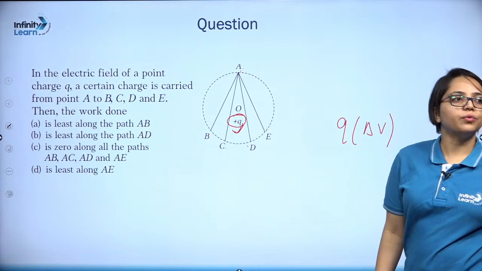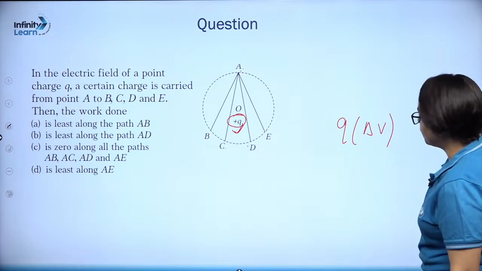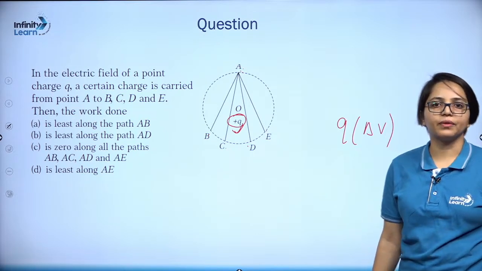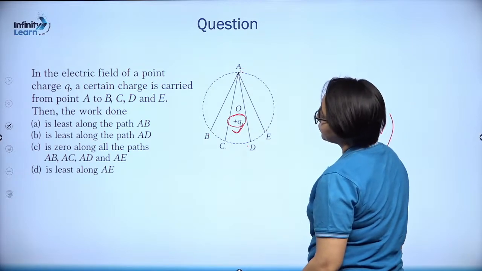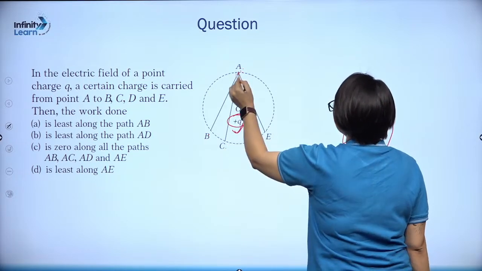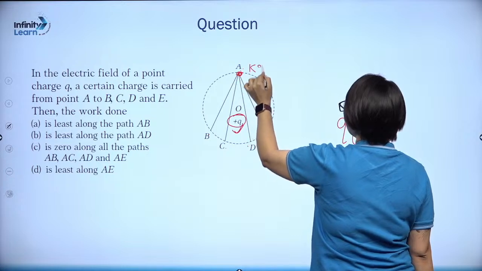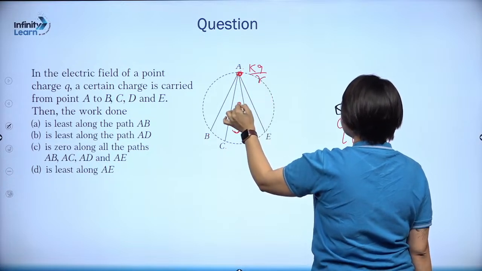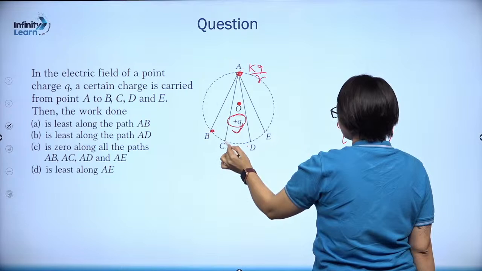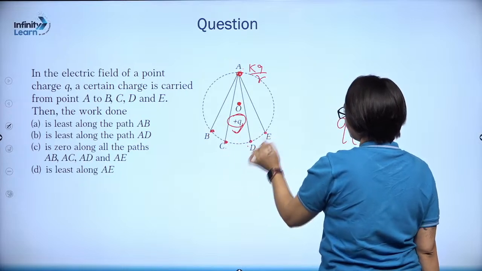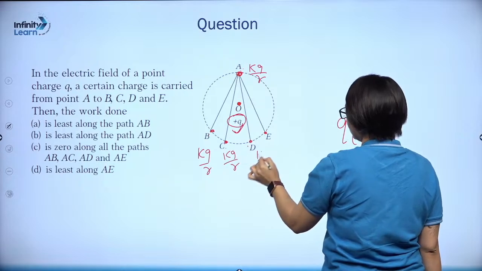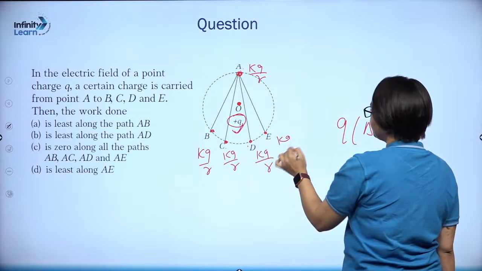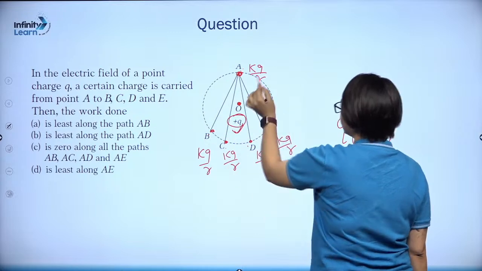Work done is equal to Q delta V. Over here, what is the change in potential, beta? What is the change in potential, right? So over here, these are on a sphere. So if potential of this point is KQ upon R, this Q is placed at center. So potential of this point is also KQ upon R, KQ upon R, KQ upon R. So all the points are at the same potential. This is nothing but equipotential surface, beta.